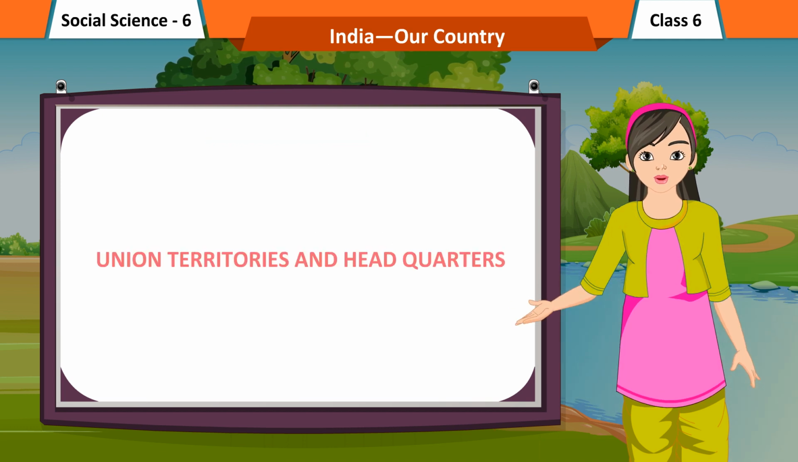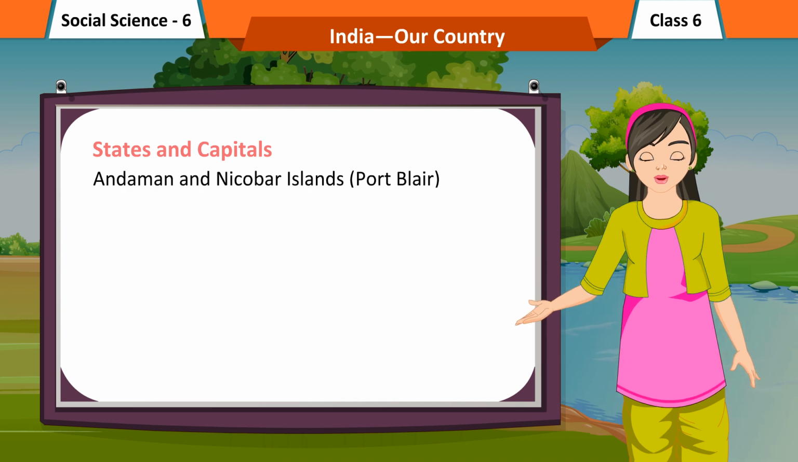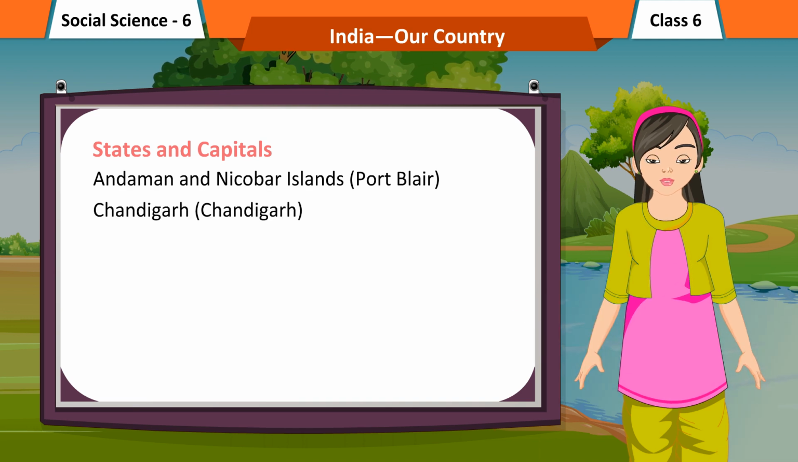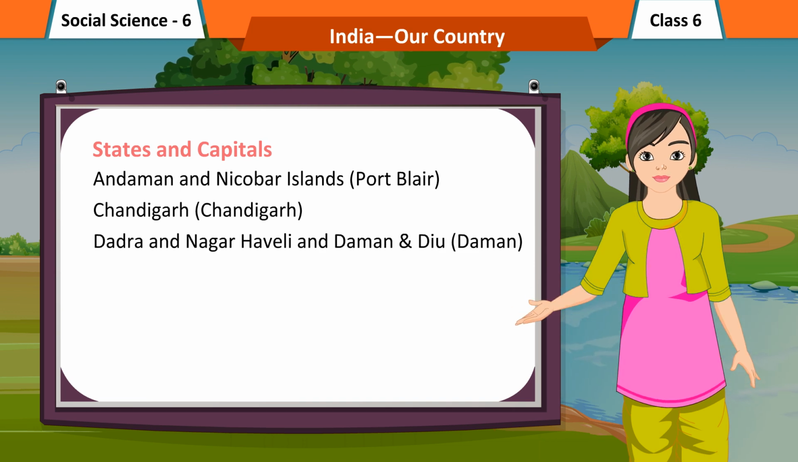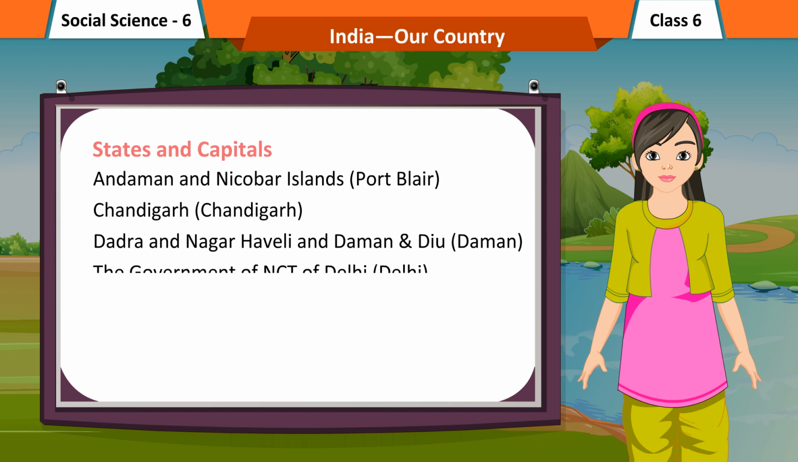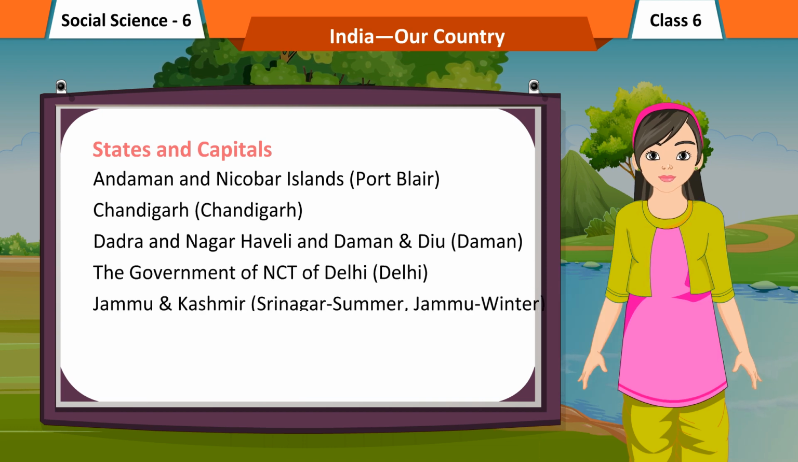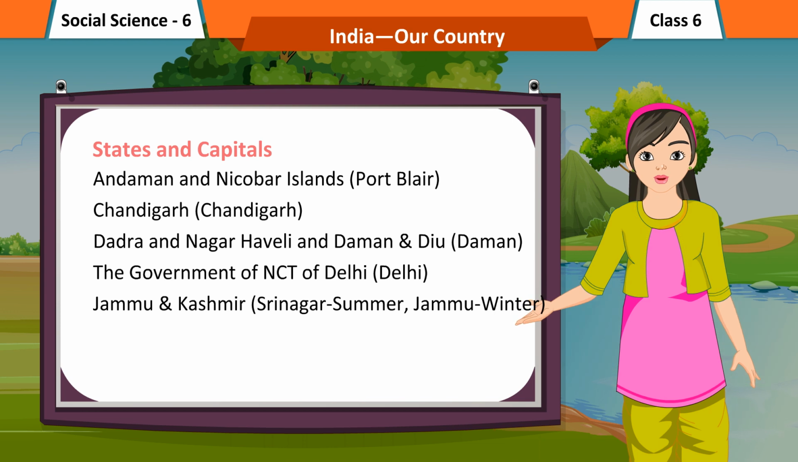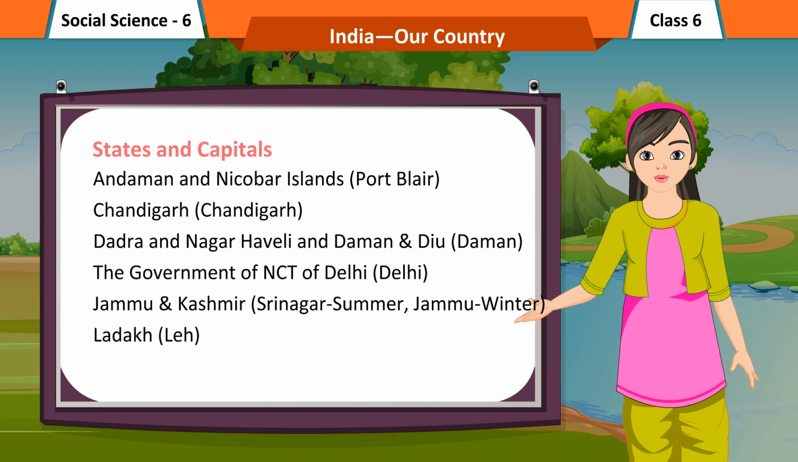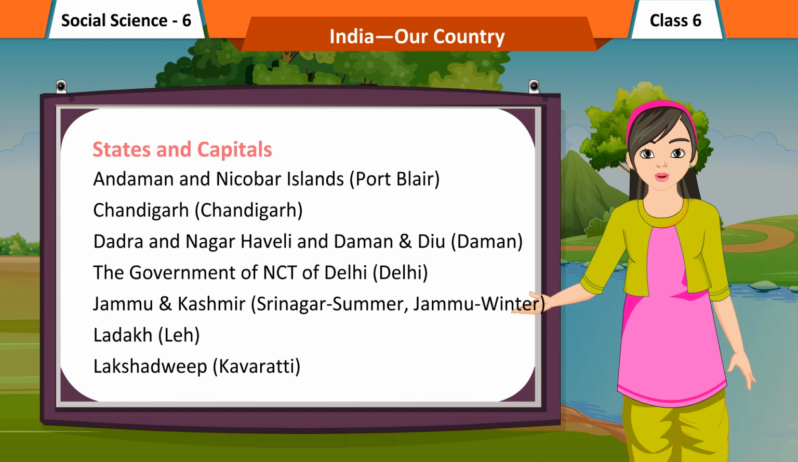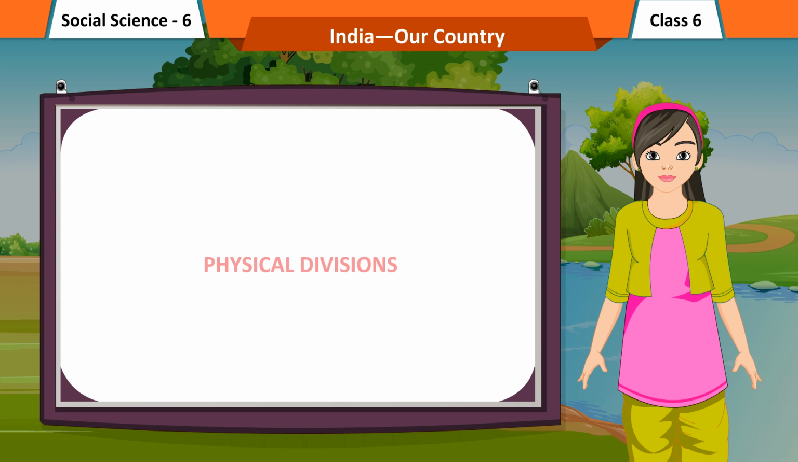Union Territories and Headquarters. Andaman and Nicobar Islands, Port Blair. Chandigarh, Chandigarh. Dadra and Nagar Haveli and Daman and Diu, Daman. The Government of NCT of Delhi, Delhi. Jammu and Kashmir, Srinagar in summer, Jammu in winter. Ladakh, Leh. Lakshadweep, Kavaratti. Puducherry, Puducherry.